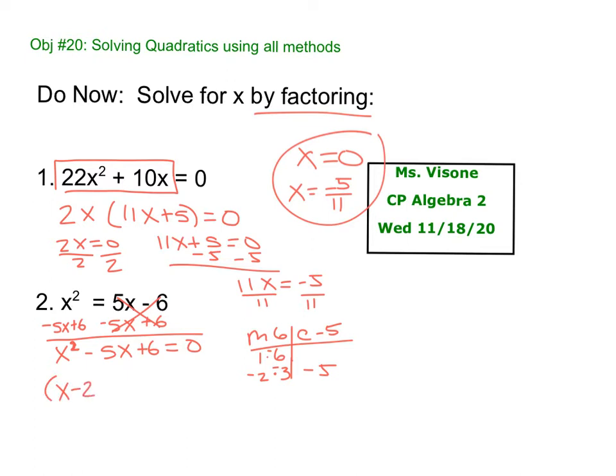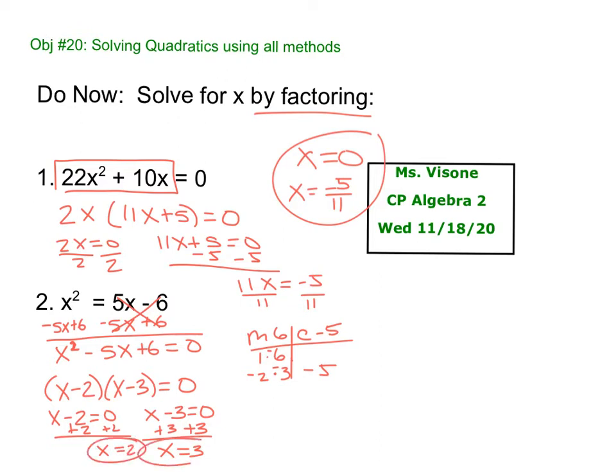x minus 2, x minus 3 equals 0. Set both of our factors equal to 0 and solve. So x is 3 and x is 2. That's it.